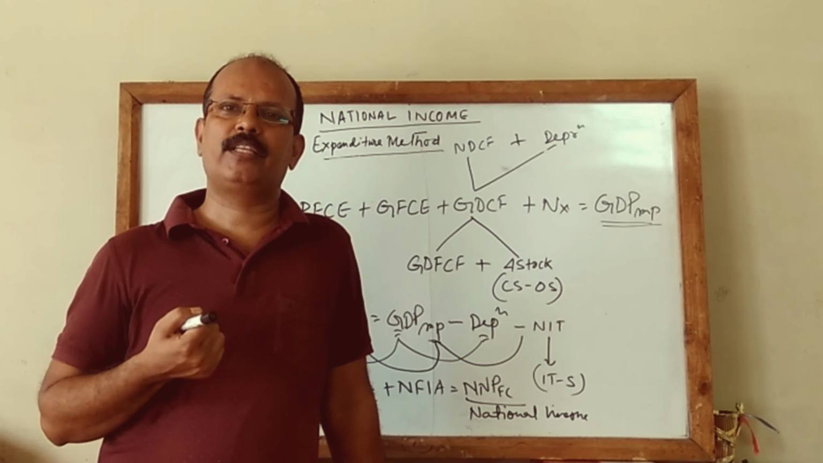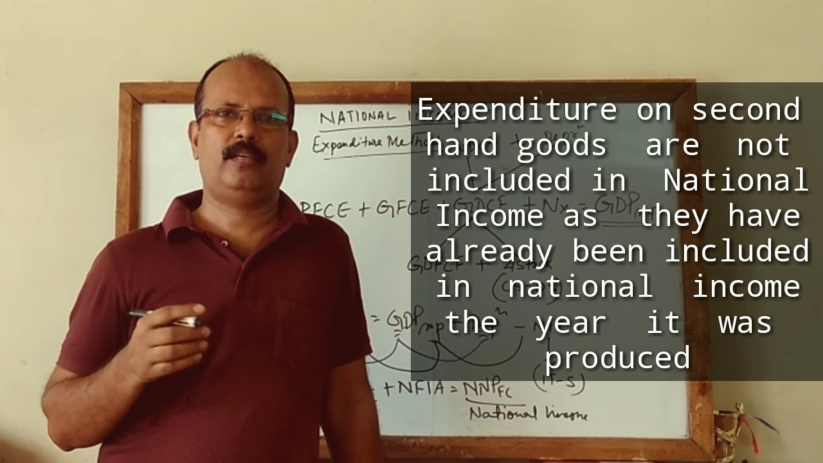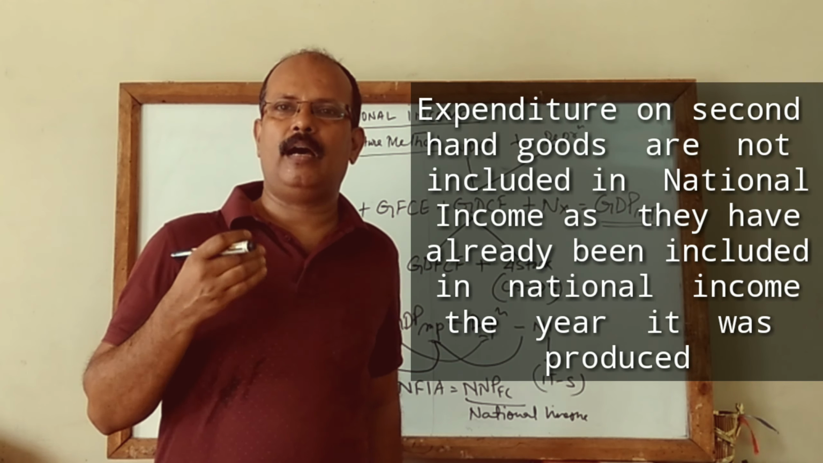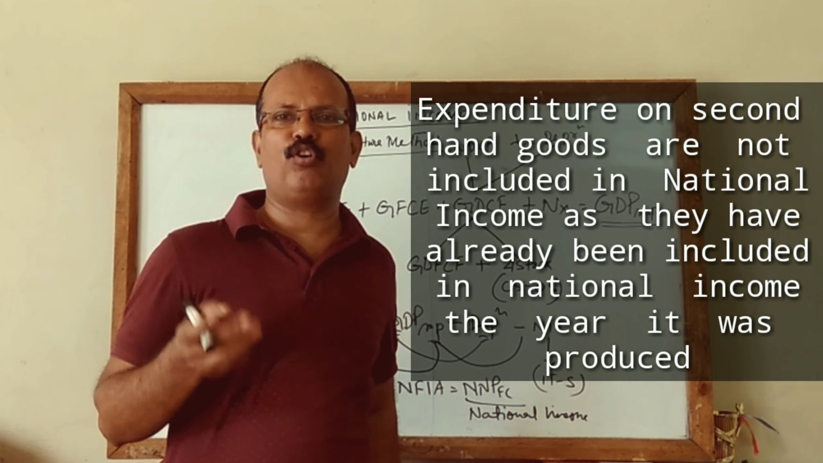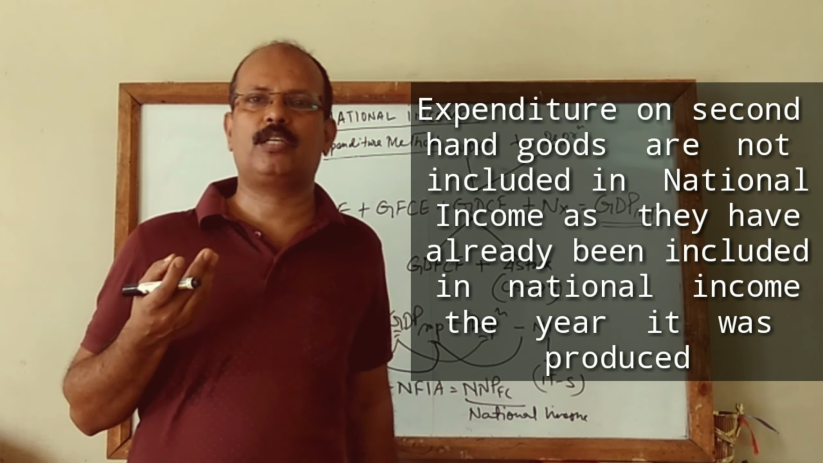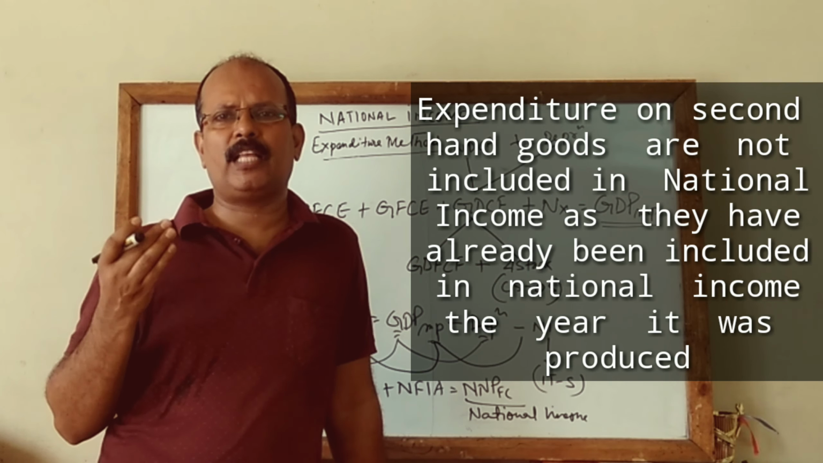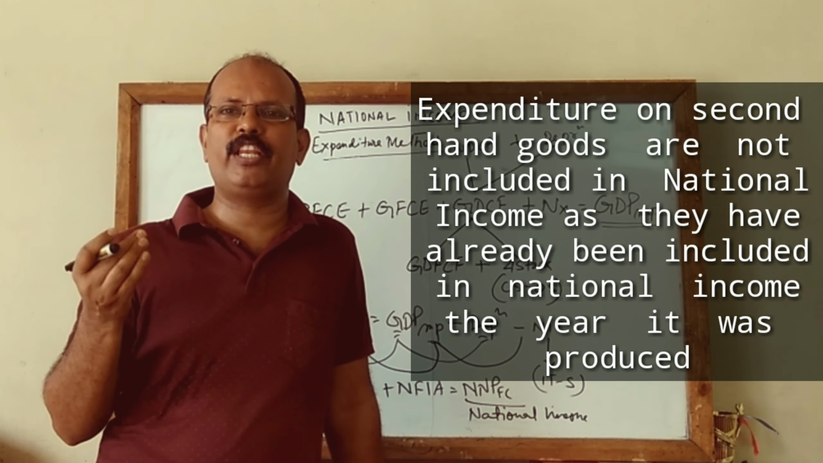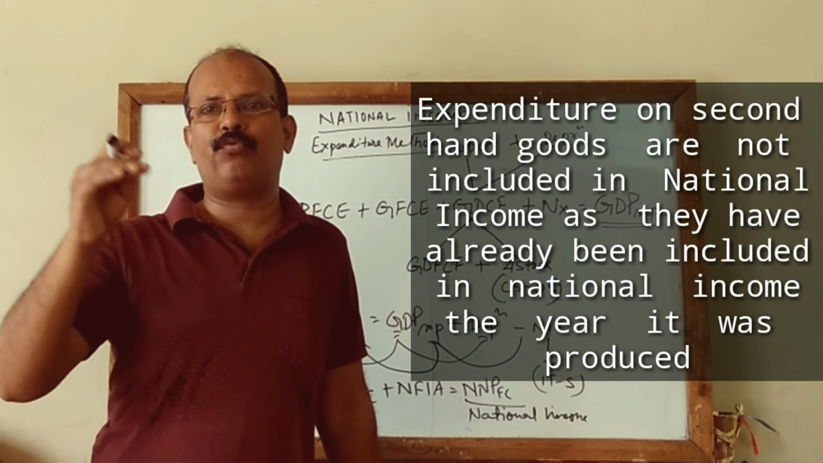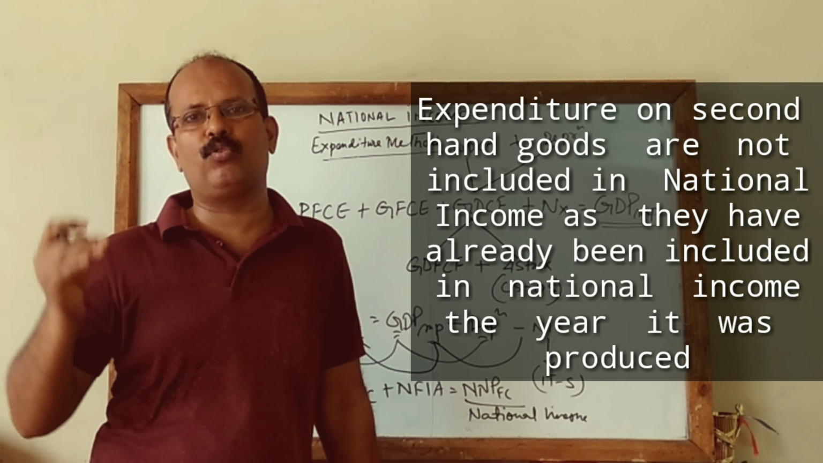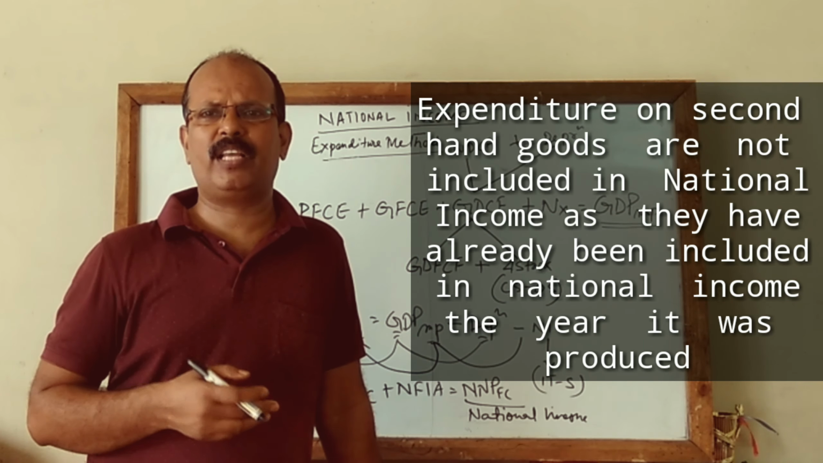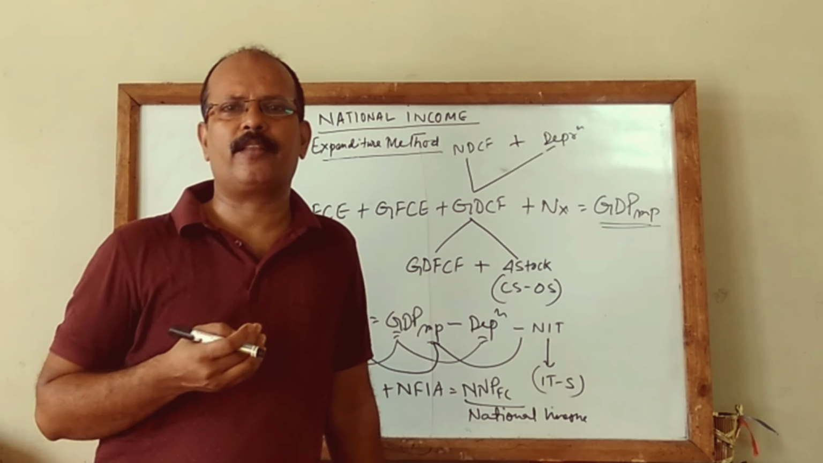Next one is expenditure on second-hand goods should not be included. It's quite natural. Expenditure on second-hand goods will not be included because second-hand goods are not the output of the current year. These second-hand goods were produced in some previous year, and in that year, that product has already been included. So if we include the value of second-hand goods again in the current year, it will create the problem of double counting or confusion will be there.